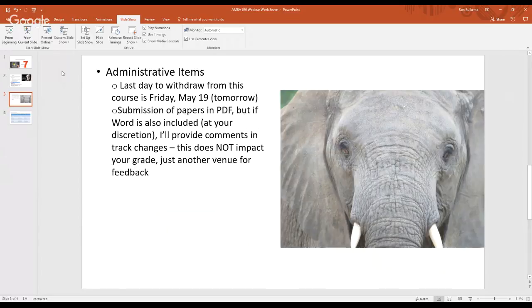Submission of your papers. Yes, the requirement is PDF. Many groups are submitting both PDF and Word, and I appreciate that while not required, but if you do submit a Word copy, I will generally provide comments and track changes. That again is not a requirement, and your grade is not impacted by whether you submit in Word or not. That's not a problem, but it just provides another means for more detailed feedback. So if you have a PDF only and you've missed a comma or a quotation mark, I may note that, I may not, but it certainly gives you a formative record if you have it in track changes. Again, that's totally up to you. Take a look at that.